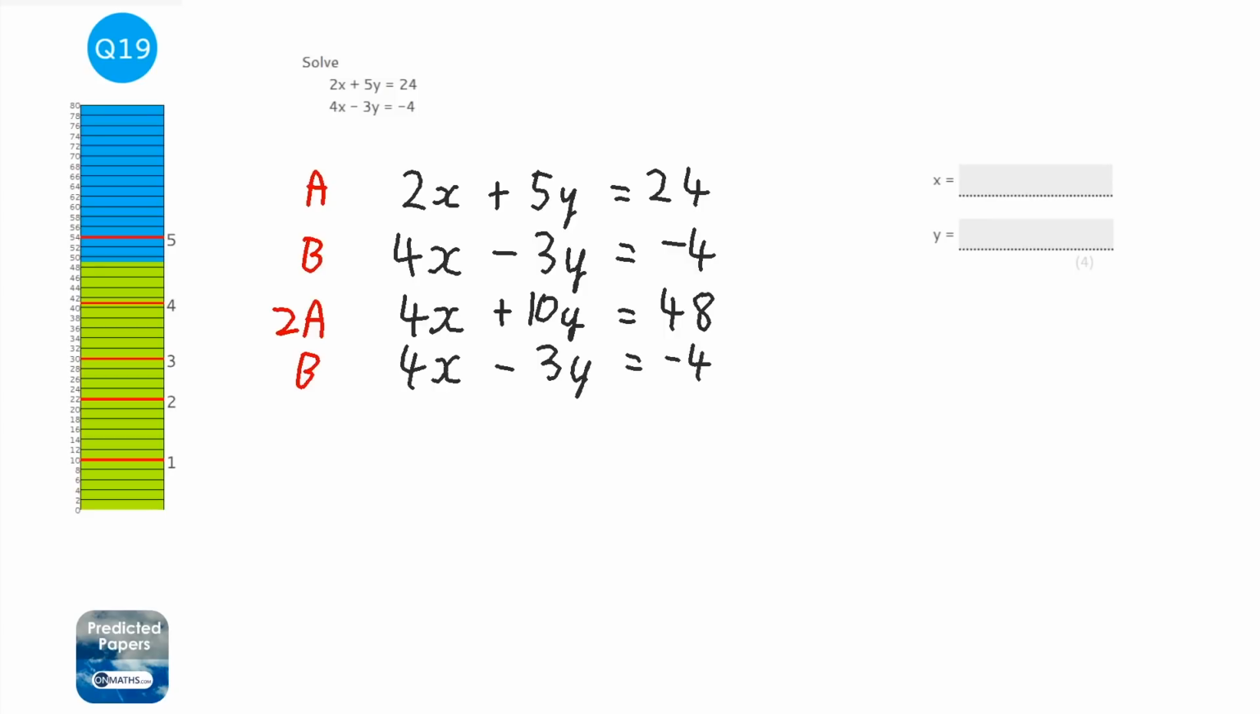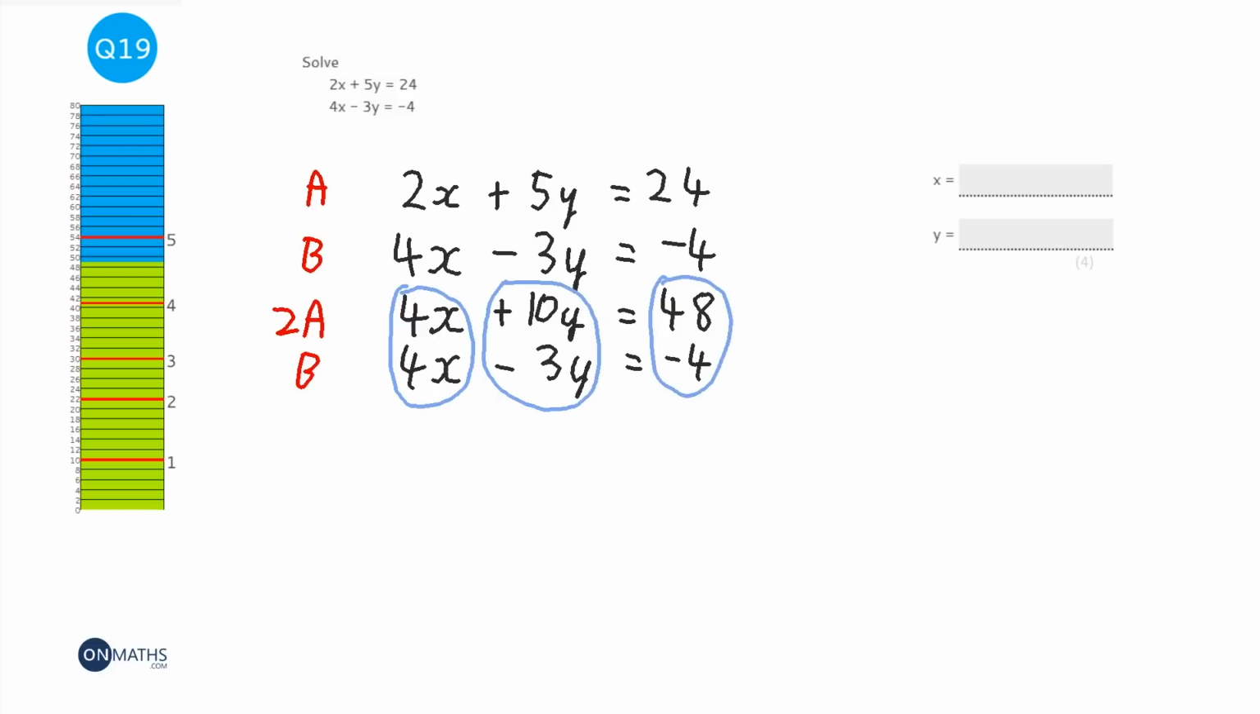Okay, so next I'm going to remind myself that I'm working downwards now. So I just put little circles around these to remind me I'm going downwards. And I need to look at the sign before the letter that I've made the same coefficient. So I'm looking at the x's and I'm looking at the signs before them. If the signs are the same, we are going to subtract.